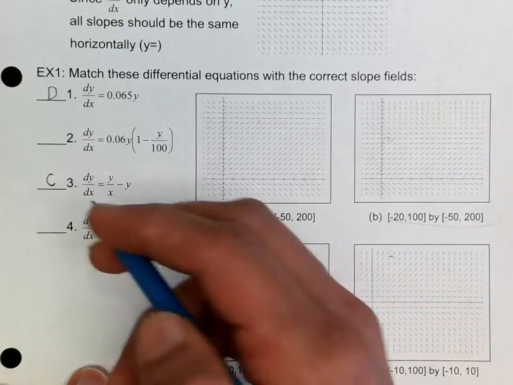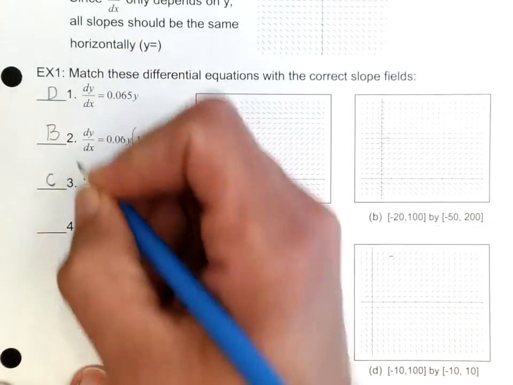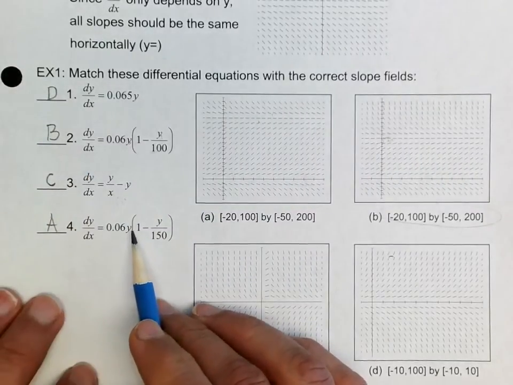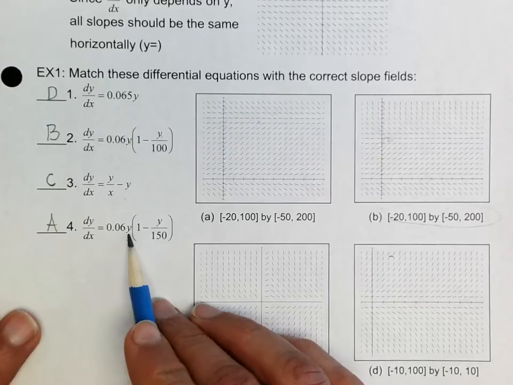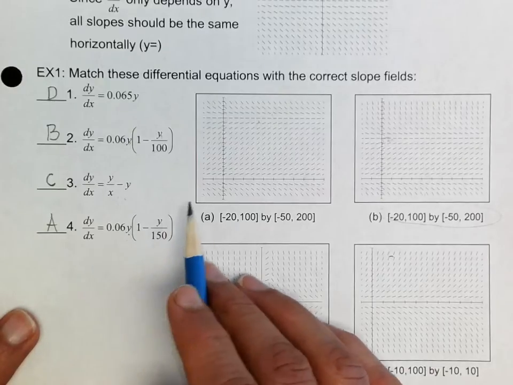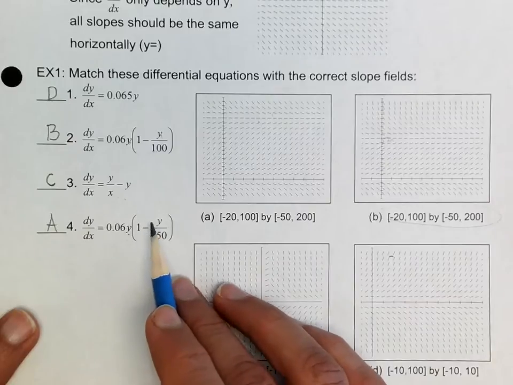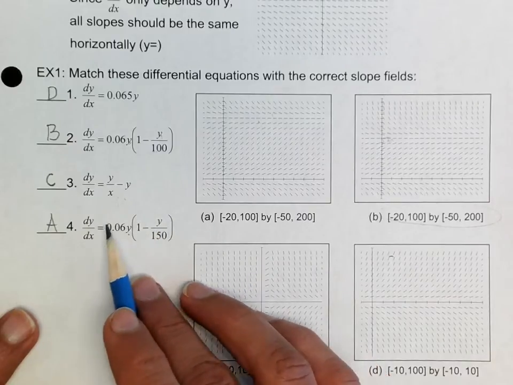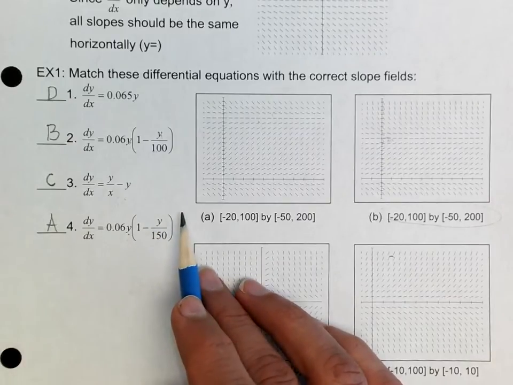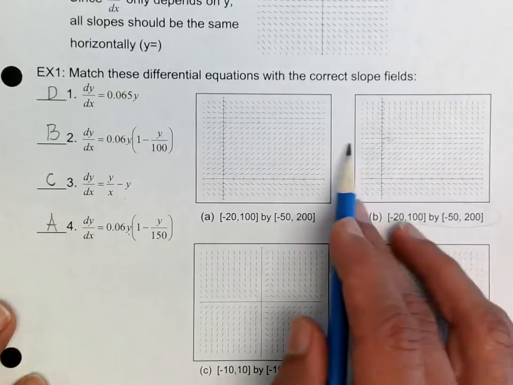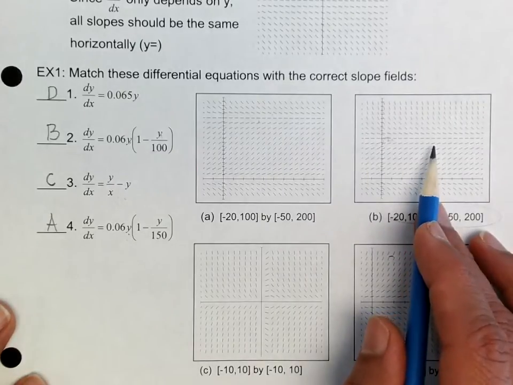Alright, so this would be B, and therefore this has to be A. And again, notice by the same logic, if y is equal to 0, you have horizontal slopes at the y is equal to 0 line. But also on this one, y would have to be 150 to make this whole thing 0, which means the slope will also be 0 at y is equal to 150. And if you notice, this one's higher than this one, alright? So if anything, you should notice because of that.